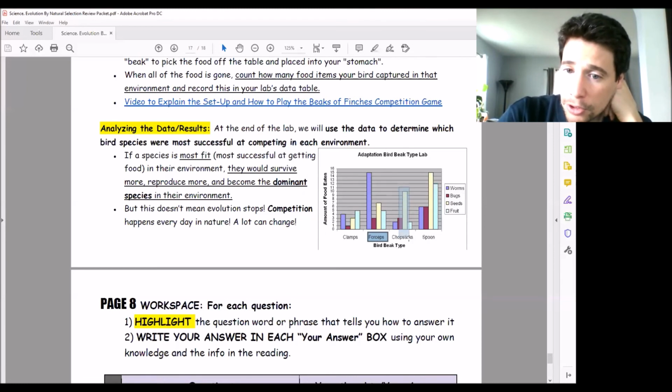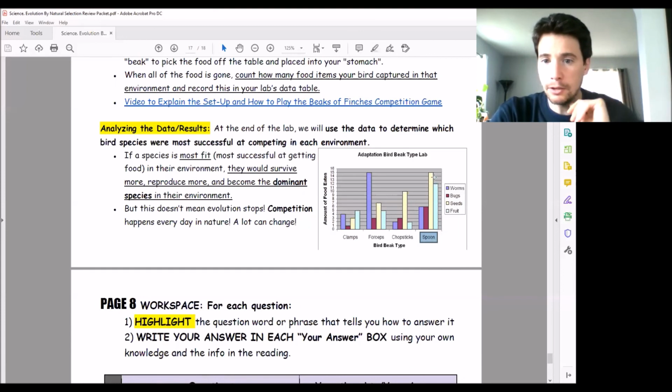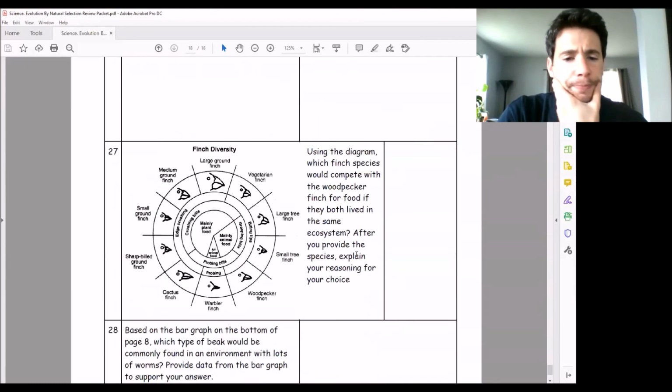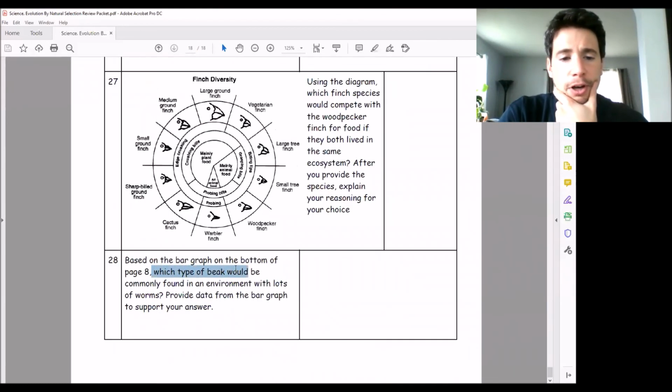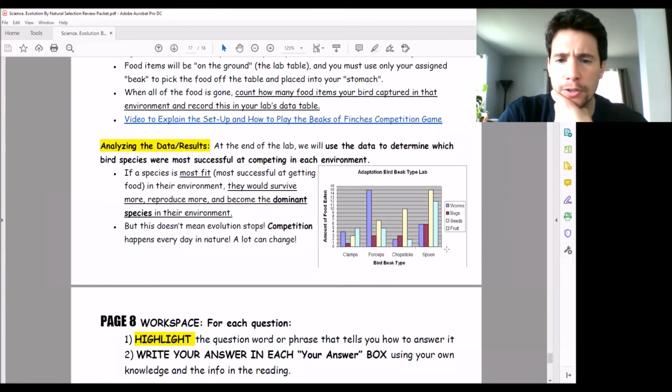Chopsticks looks like they were good at eating seeds. Chopsticks are good for seeds. And then if you have a sort of a spoon type of a beak, then it looks like seeds and fruit you're really good at getting. So let's check back to the question. The question says, which type of beak would be commonly found in an environment with lots of worms? So again, we're going to go back and we're going to look. All right, so which one was really great at getting worms?